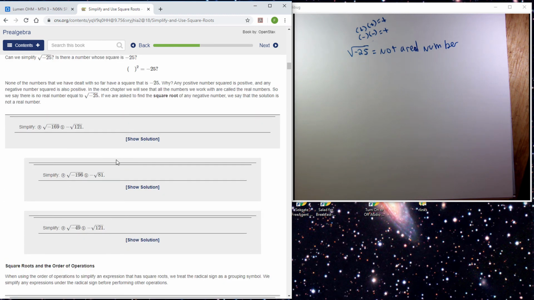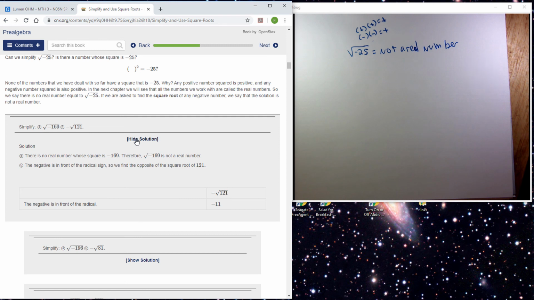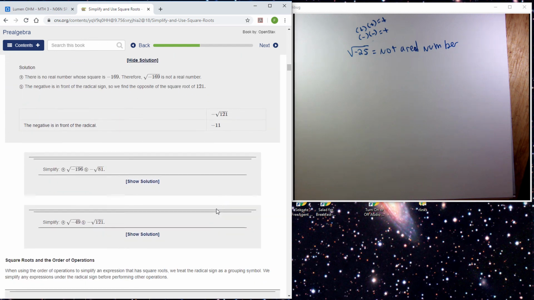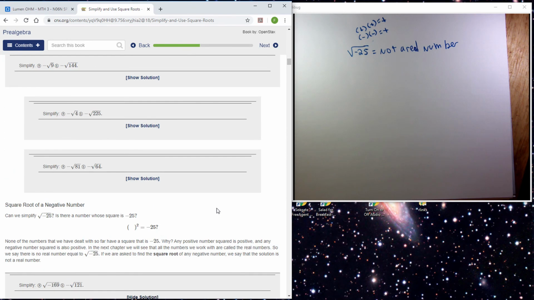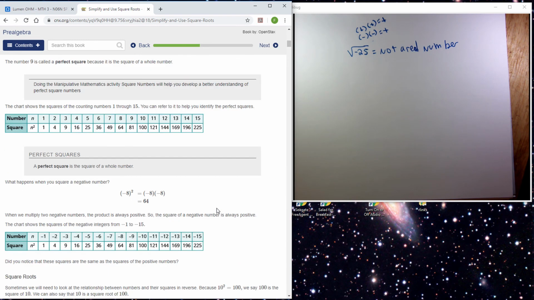So, some examples of that. For the first one, the square root of negative 169, it's not a real number. But for B, we have a negative on the outside, so you can find that one to be negative 11. And I'll stop right there.